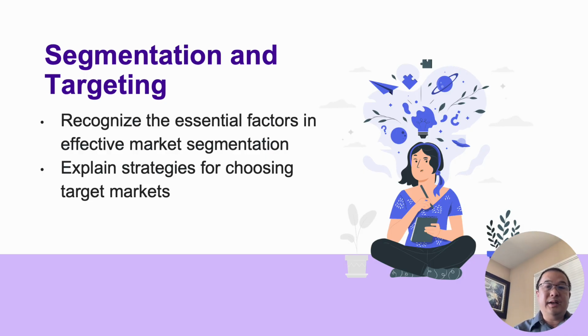Number 3, concentrated marketing or niche marketing. The focus is on one specific market segment. As an example, Ferrari focuses on luxury sports car buyers. Number 4, micro marketing or one-to-one marketing. This is personalized marketing for individual customers or local markets. Examples are Amazon product recommendations and Netflix personalized suggestions.